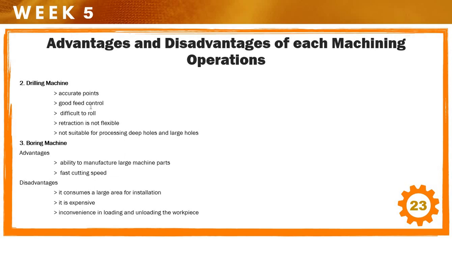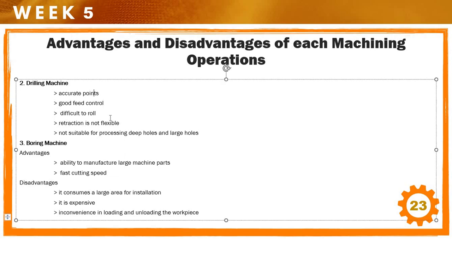The next is the drilling machine. It has accurate points and good feed control, but it is difficult to roll. Retraction is not flexible, because as you can see in the video, the drilling machine just involves push and pull motion of the tool. The next is it is not suitable for processing deep holes and large holes. So it is only used for small holes.